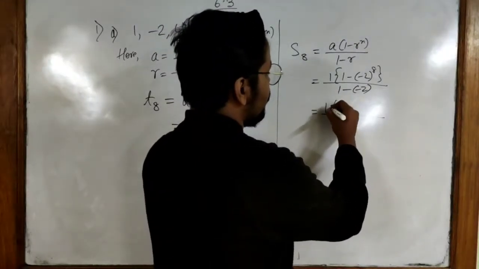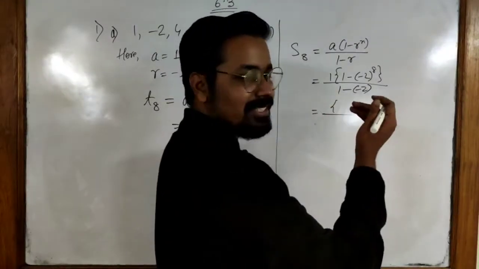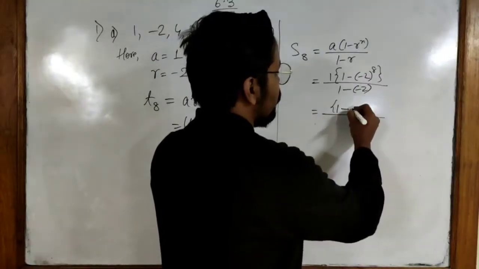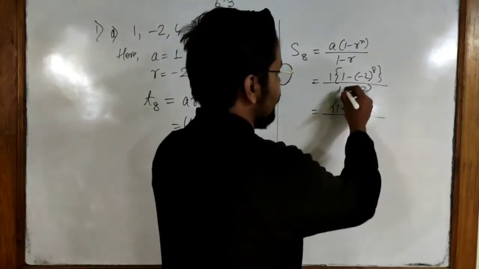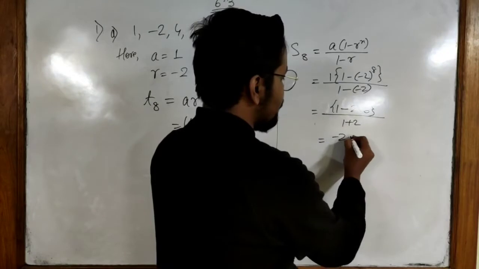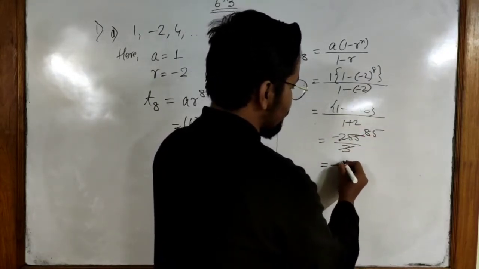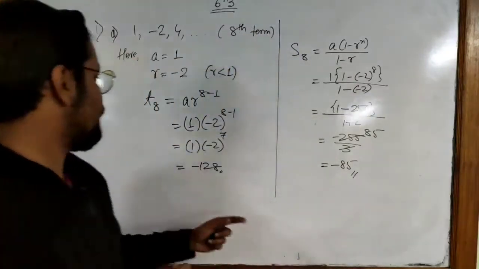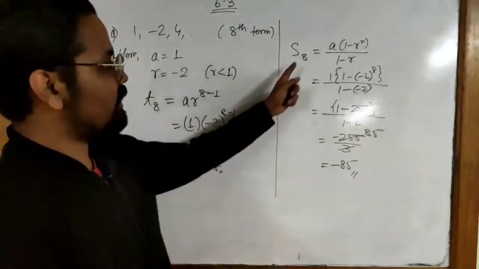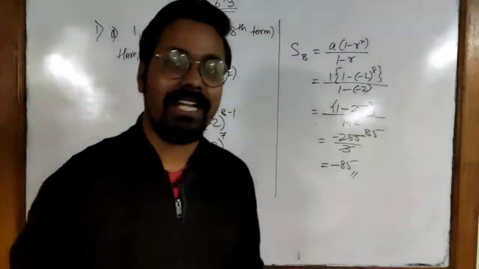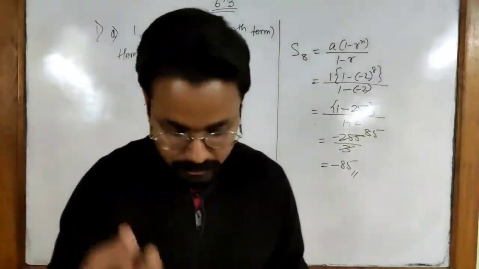We don't need to write 1, since multiplying by 1 gives the same number. So it will be 1 minus 256, and here it will be 1 plus 2. So it is minus 255 by 3, that is minus 85. So the 8th term is minus 128, and the sum up to 8 terms is minus 85. That's how you solve this type of question. Now let's move on to another one.